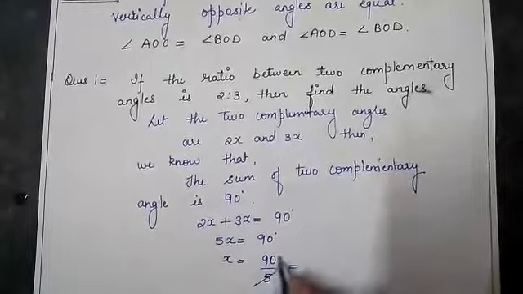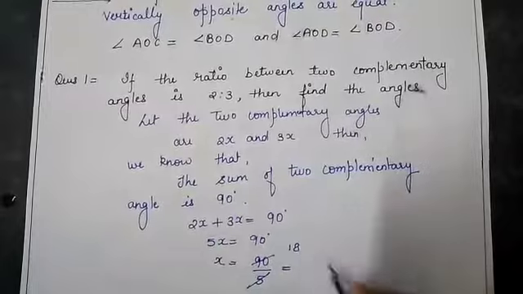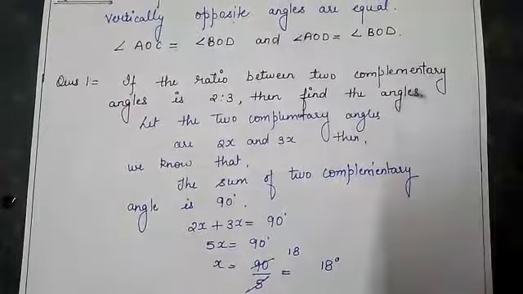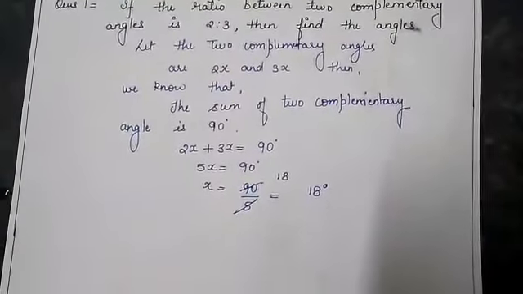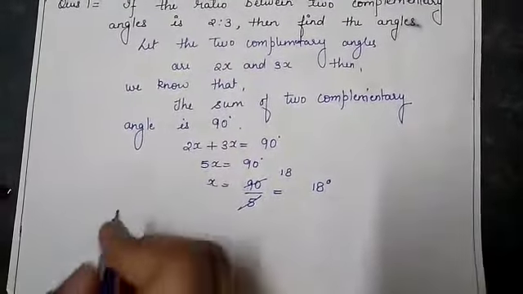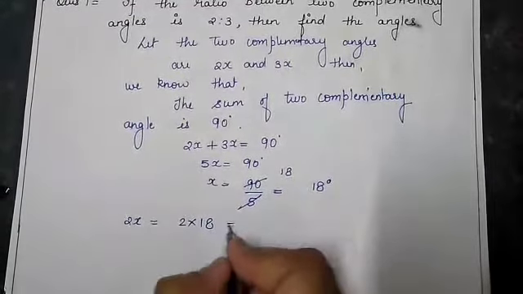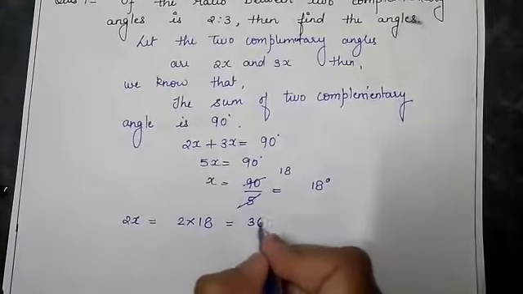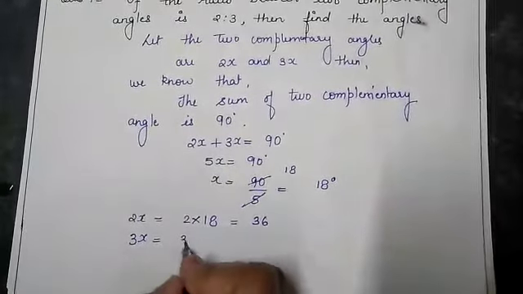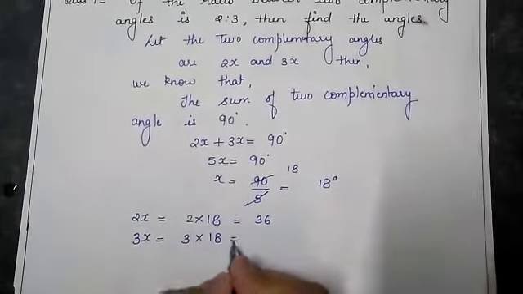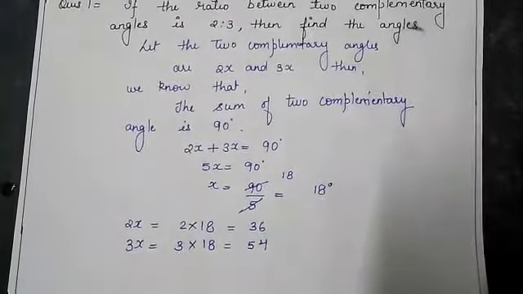Then we have 18, so x is 18 degrees. Then we have to find the two complementary angles by putting the value of x. So 2x is equal to 2 into 18, which is 36, and 3x is equal to 3 into 18, which is 54. So these are the two complementary angles.